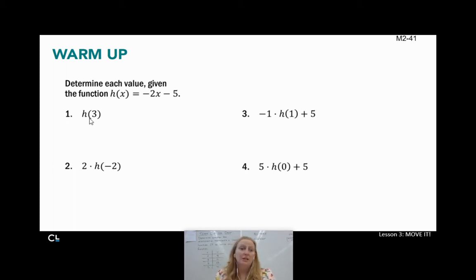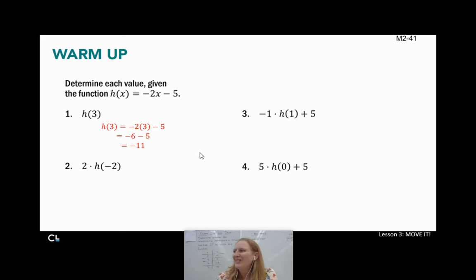So the first one's pretty easy, right? H of 3. That just means everywhere we've seen x, we're going to plug in a 3. So negative 2 times 3 minus 5. Of course, negative 2 times 3 is negative 6. Negative 6 minus 5 is negative 11. But these start to get a little weirder.